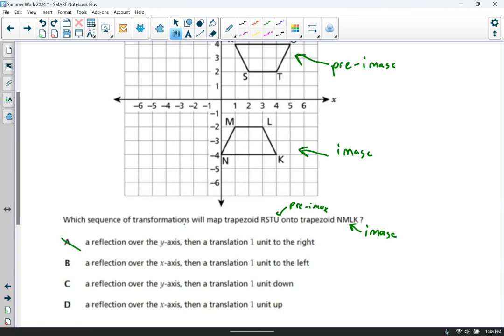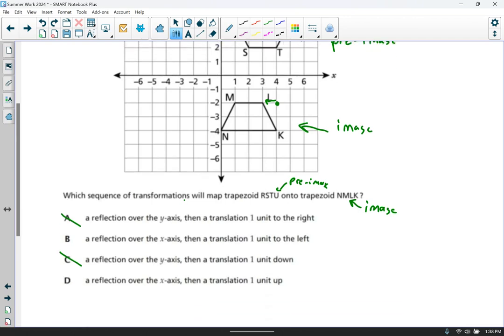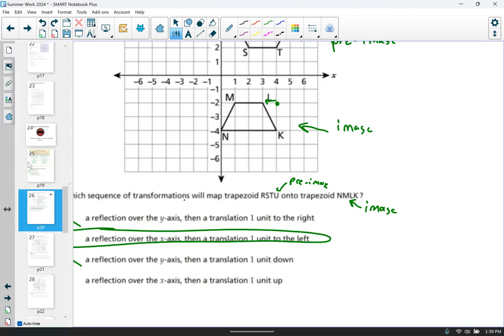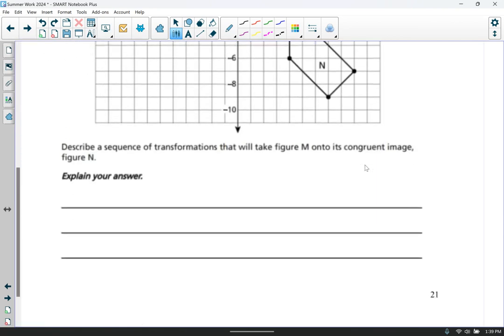So I can already eliminate A and C, which say a reflection over the x-axis. If I look at that reflection over the x-axis and focus on point T, I can see that if I reflected point T over the x-axis, it would land there. Then it also had to have a translation of one space to the left, which would give us answer choice B. You'll notice in the classwork, some of the questions are open-ended, where you're describing the transformations that could have occurred. Sometimes there's more than one correct answer, so keep that in mind.